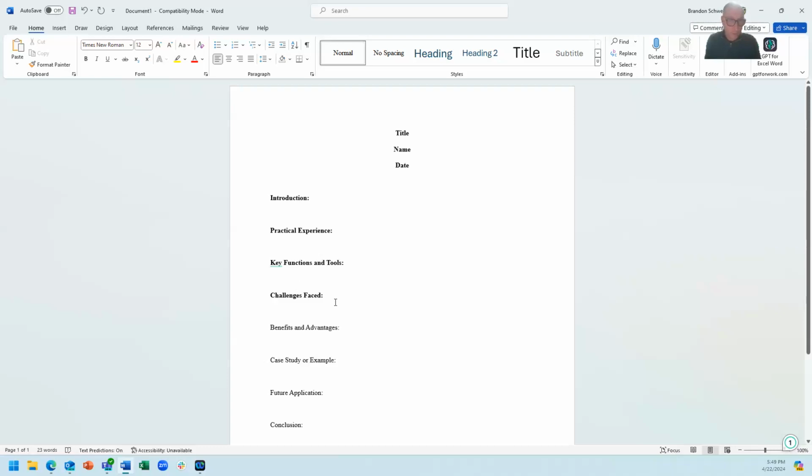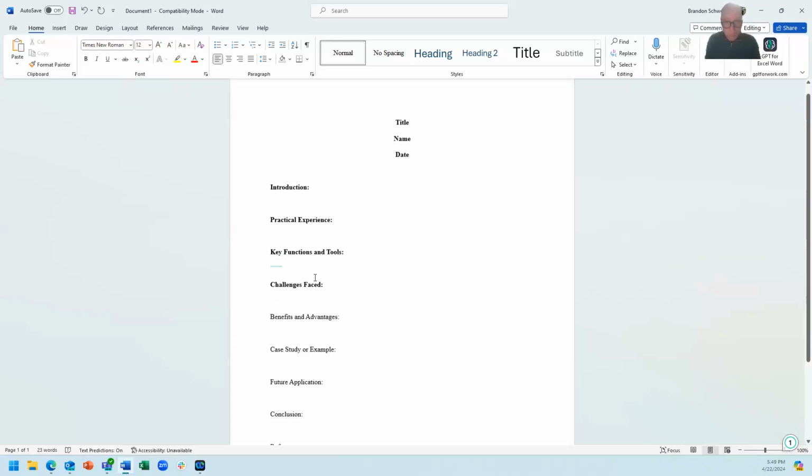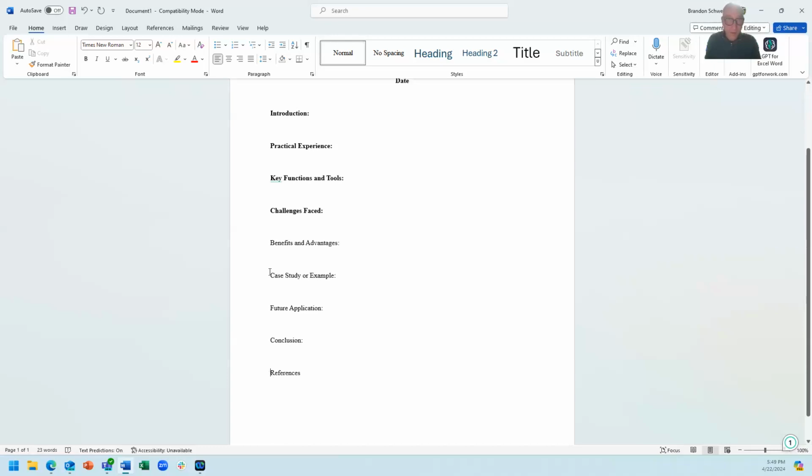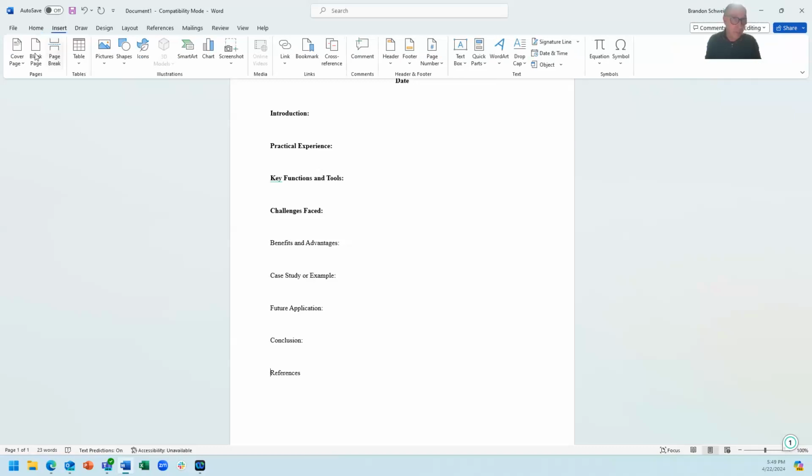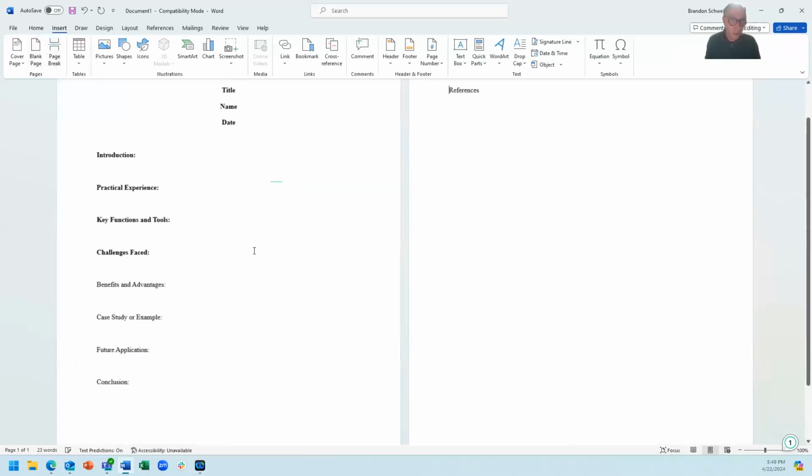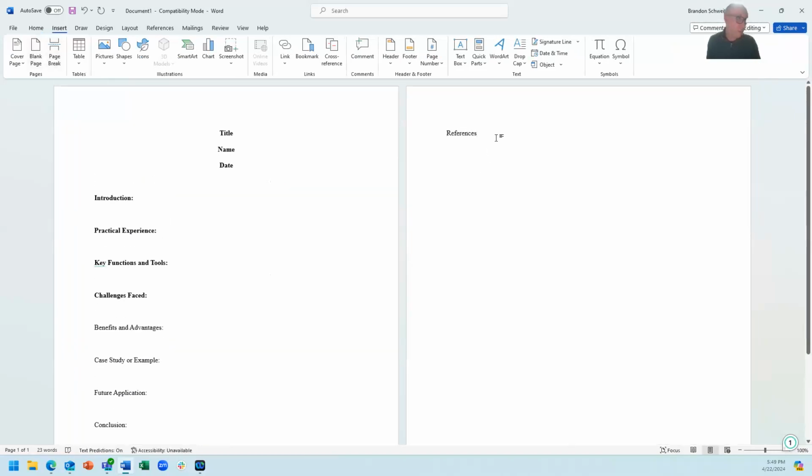All right. So you'll write out a paragraph for each of these subheadings, categories, whatever you want to call them. And at the end, you'll have your references. Your references should ideally be on a separate page. And on your separate page, you're going to write your references. Your references, ideally, should be in APA format.